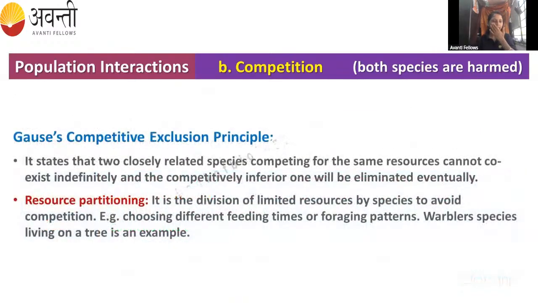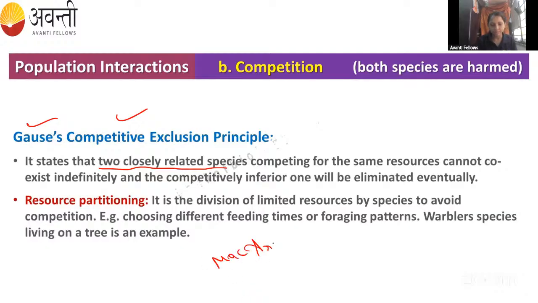Then coming to another one, the Gause principle. What is the Gause principle? When two closely related species compete for the same resource, they will not coexist together. If they exist together, one will be eliminated, one will die. That is the Gause principle.